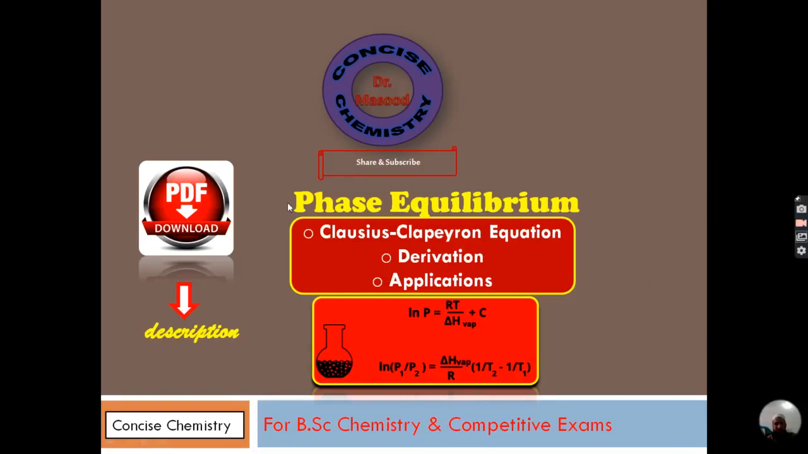Dear students, today we'll be talking about an important topic, which is the Clausius Clapeyron equation, and also we'll be looking at its derivation, which is very important from the examination point of view. Now, in addition to that, we'll also be talking about its application portion. Okay, so we'll start with the basics of the Clausius Clapeyron equation.